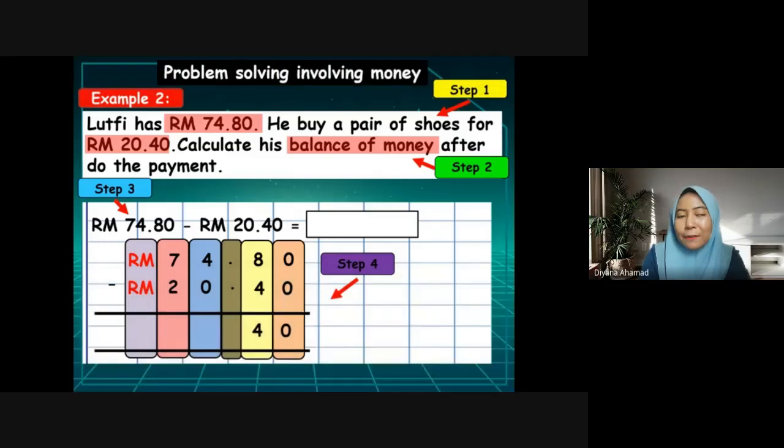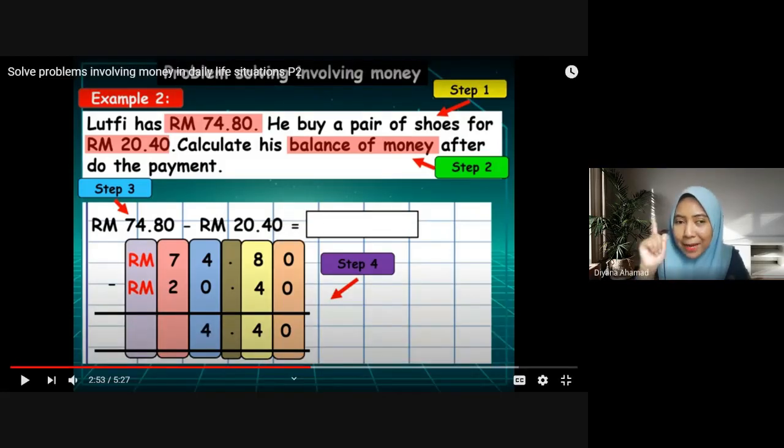And then don't forget to put the dot. And then 4 minus 0 is 4, right? And then the last one, 7 minus 2. Put 7 in your mind, and use your fingers, count backward from 7: 6, 5. So your answer is 5. Because this is money, don't forget RM. That is very important. Without RM, your answer is not money, right?